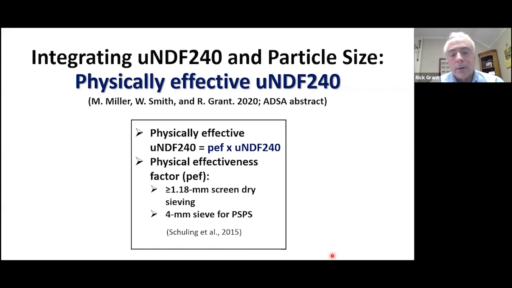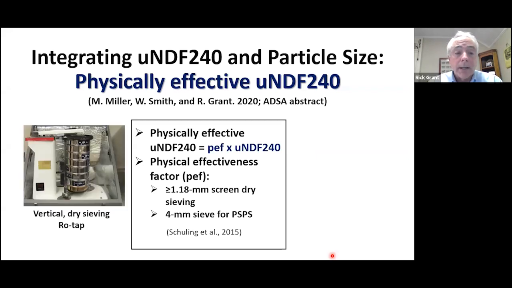Really where I'm going with the first part of this talk is, is there value in integrating this measure of undegradable NDF with some measure of particle size? I'm simply starting with physically effective NDF, or the PEF fraction of that specifically, and we've called this physically effective UNDF 240. Is there value in that in some of these high corn silage and even hay crop silage based diets? Long story short, I think there is, but let me show you some of that data.